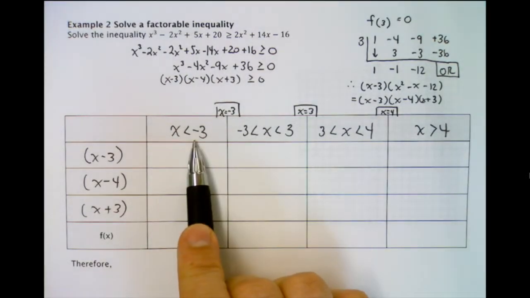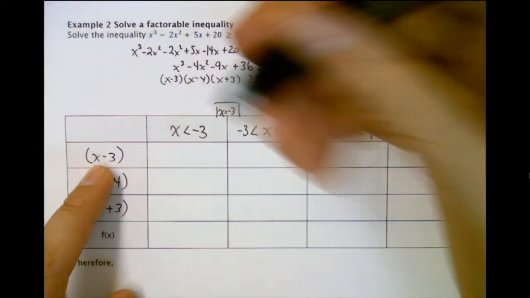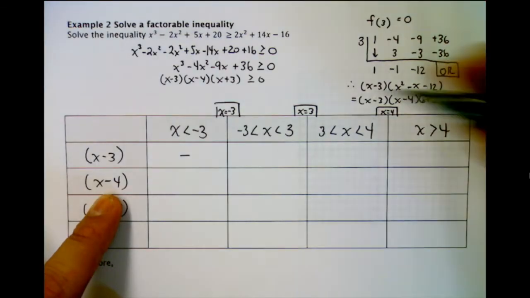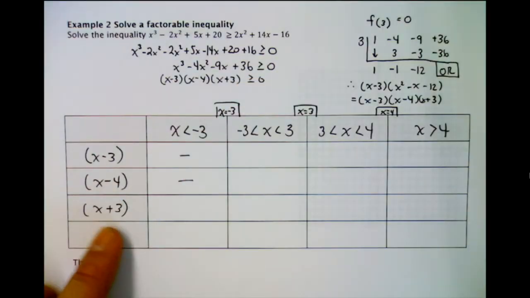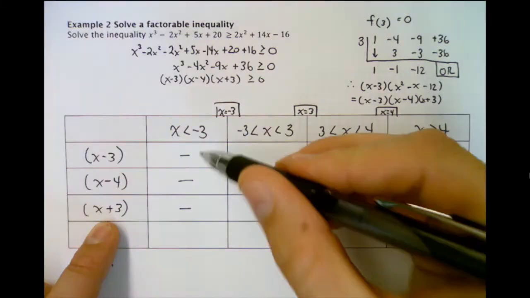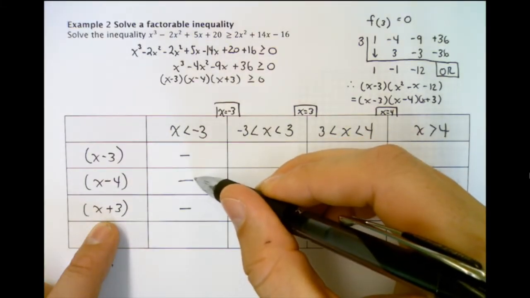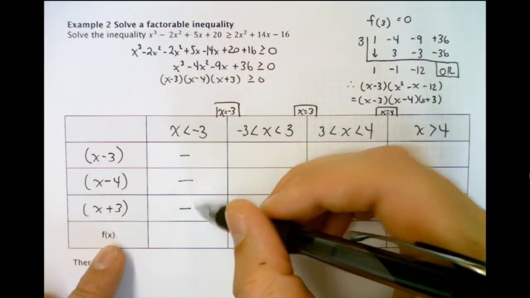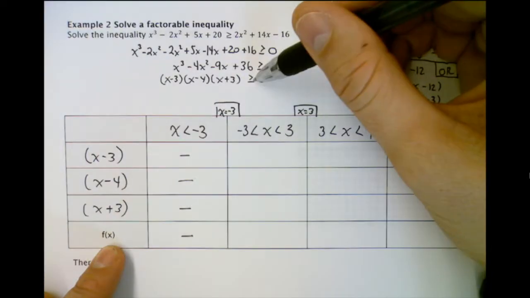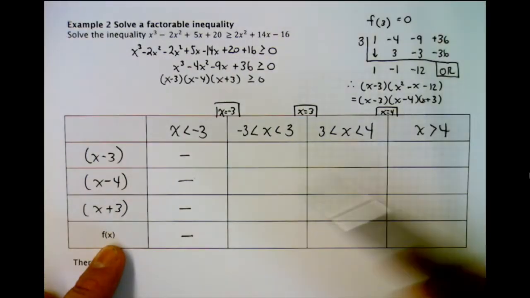A number less than negative 3, let's say negative 5. Negative 5 minus 3 is negative 8. Negative 5 minus 4 is negative 9, so we get another negative. Negative 5 plus 3 is negative 2, so we get a negative. A negative times a negative makes a positive, times a negative makes a negative. Our function is negative. We're looking for intervals where the function's positive, so not this interval.